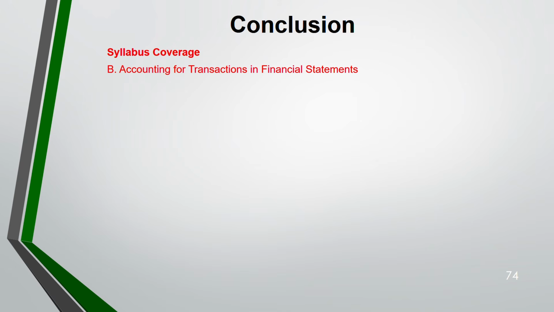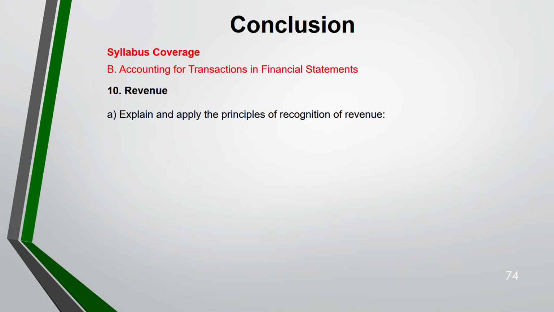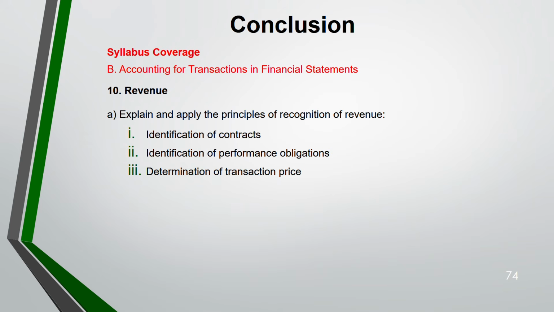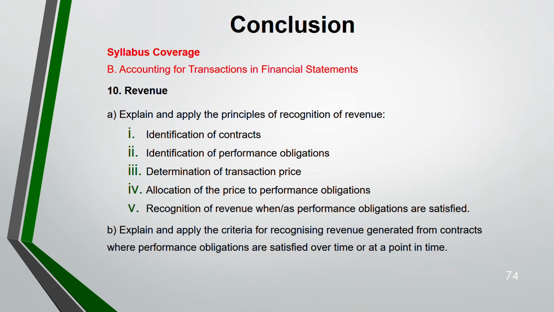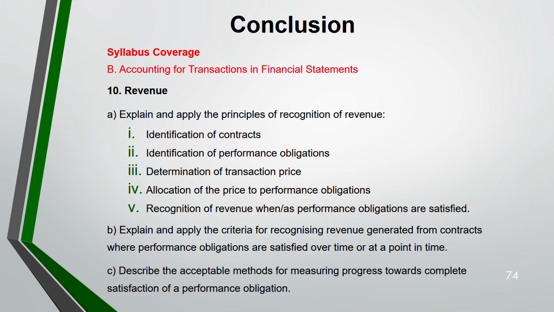So we have covered section B, revenue. We have explained and applied the principles of revenue recognition, that are the 5 steps: identification of contract, performance obligation, determining transaction price, allocating the price to performance obligations, and recognizing revenue over a period of time or at a point in time. Next, we have explained and applied the criteria for recognizing revenue over a period of time or at a point in time. Then we have described the 2 methods to measure progress towards completion, input and output methods.